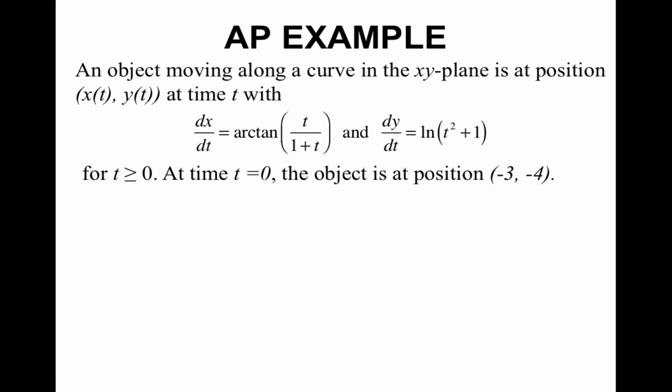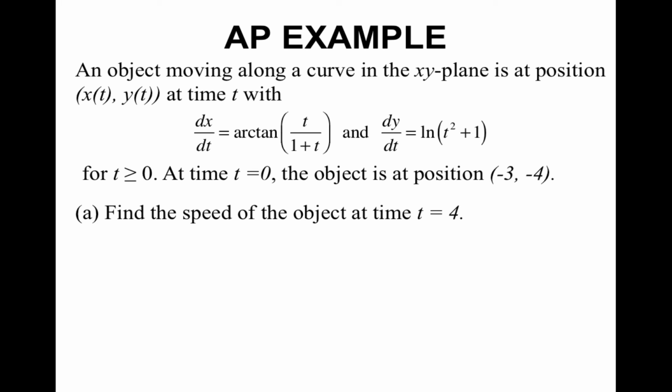All right, so let's take an example, but AP style, for the speed and distance. An object moving along a curve in the xy plane is at position x of t comma y of t at time t, with dx/dt equaling arctangent of t over 1 plus t, and dy/dt equaling the natural log of t squared plus 1, for t greater than or equal to 0. At time t equals 0, the object is at position (-3, -4).